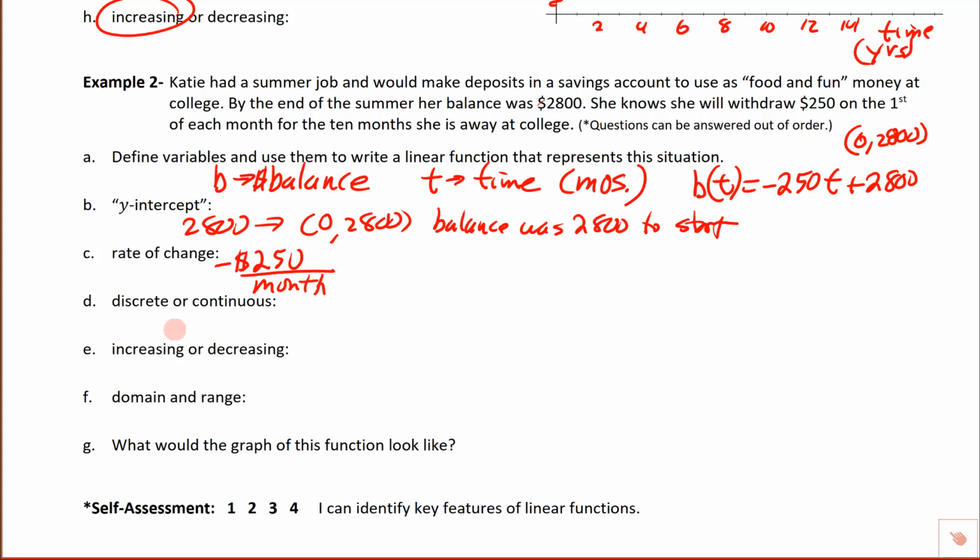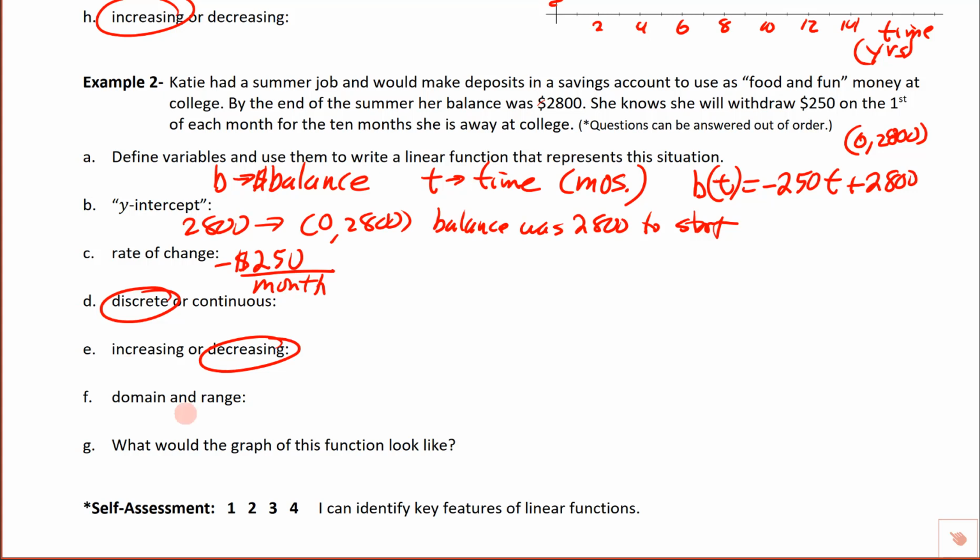All right. And discrete or continuous? Well, let's think about this. It's going to start out with $2,800, and then she's going to go in and pull $250 out. So it's going to go down to $2,550. And then she's going to leave that in there, and it's going to drop down again. So this is going to be discrete, because every single month she's going to go in there and pull some out. Is it increasing or decreasing? It's decreasing.